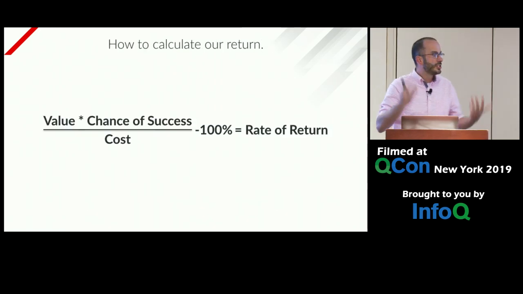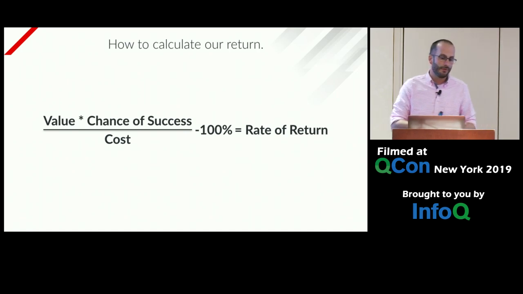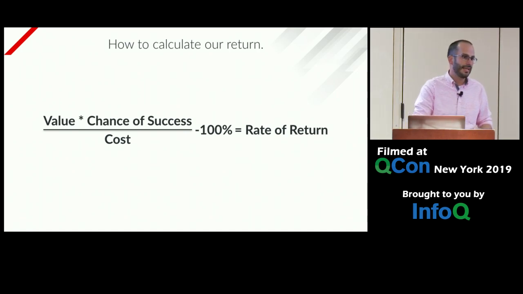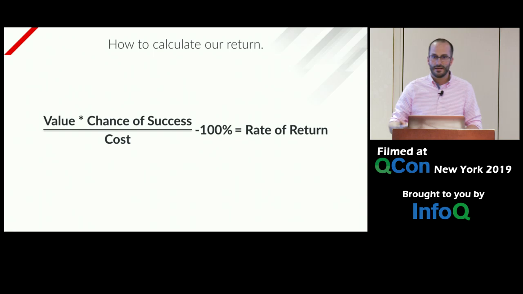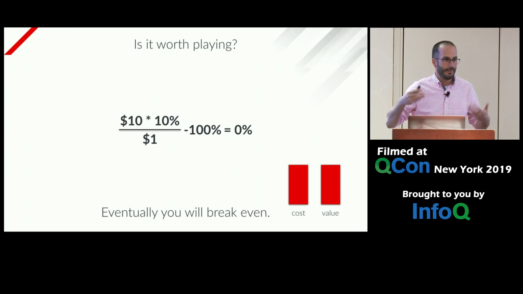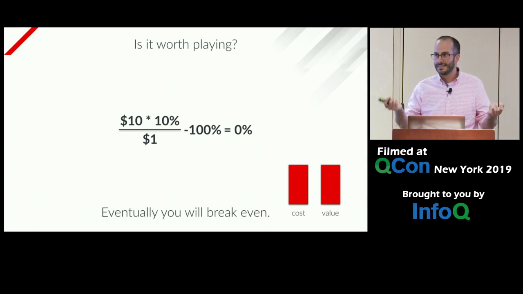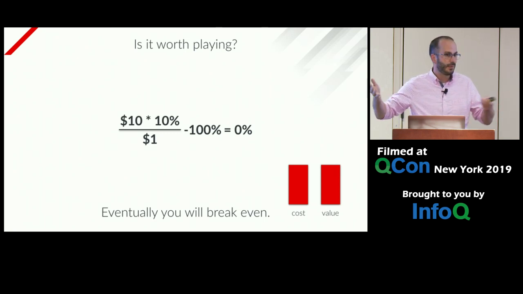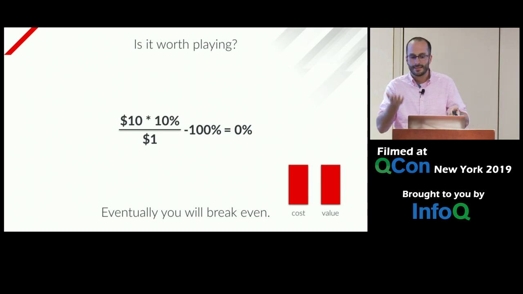Now, to calculate our return here, we want to multiply the value by the chance of success, divide it by the cost, and then subtract our initial investment, which is essentially 100%. So what we get out of that is the rate of return if we play this over time. For the example that I laid out, we have a value of $10. It's a 1 in 10 chance of winning, and it costs us $1. So we subtract our initial investment 100%, then we get a 0% rate of return. That's not bad. It means that you're paying what it's worth over time. If you play this enough, you will eventually get enough pink gorillas to offset the cost.